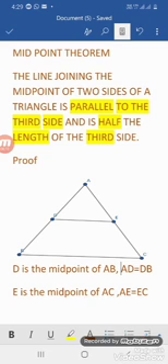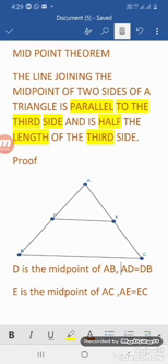It's me, Deepa. I'm back with another important theorem, the midpoint theorem of the class 9 CBSE syllabus. The midpoint theorem states that the line joining the midpoints of two sides of a triangle is parallel to the third side and is half the length of the third side.